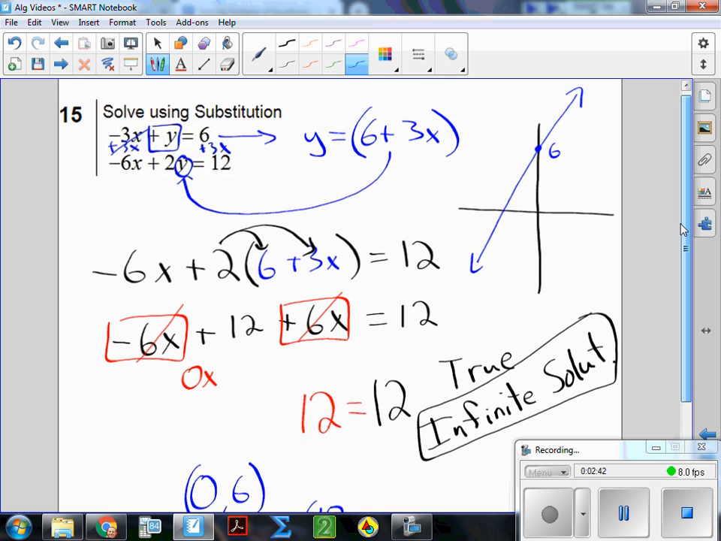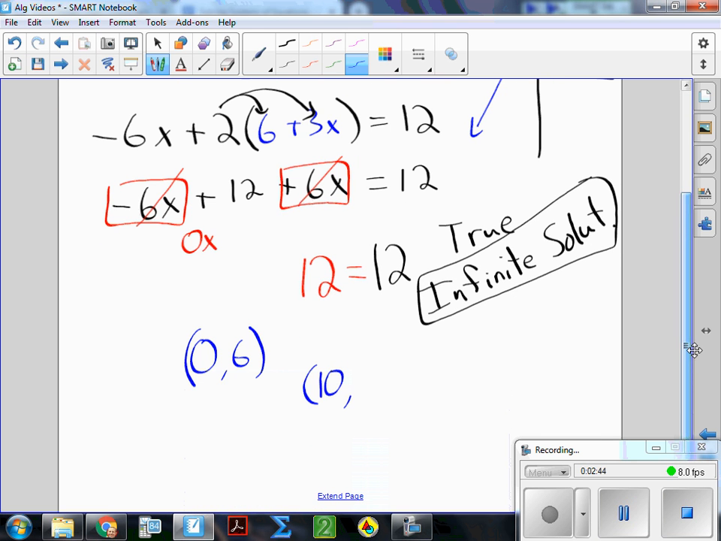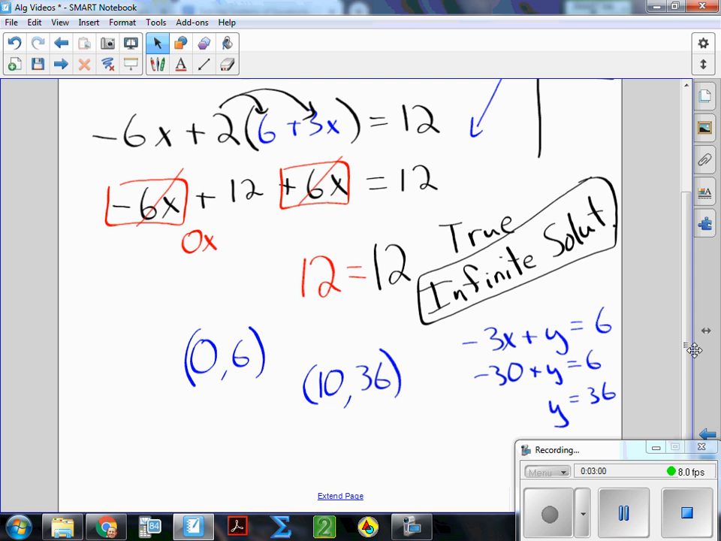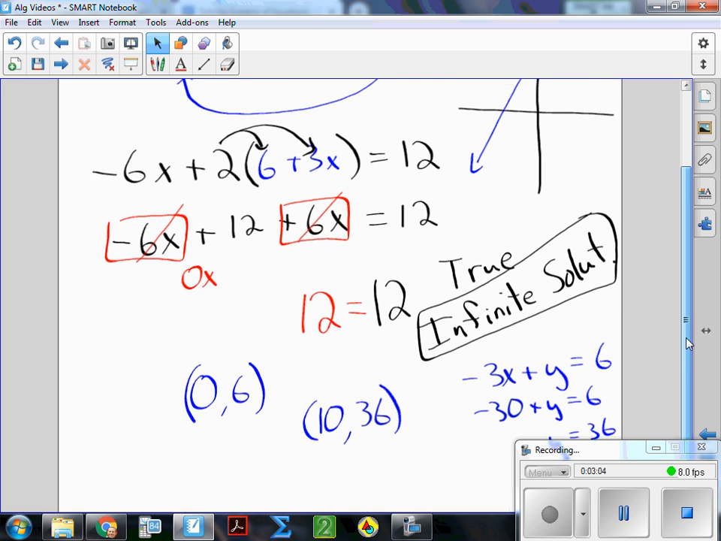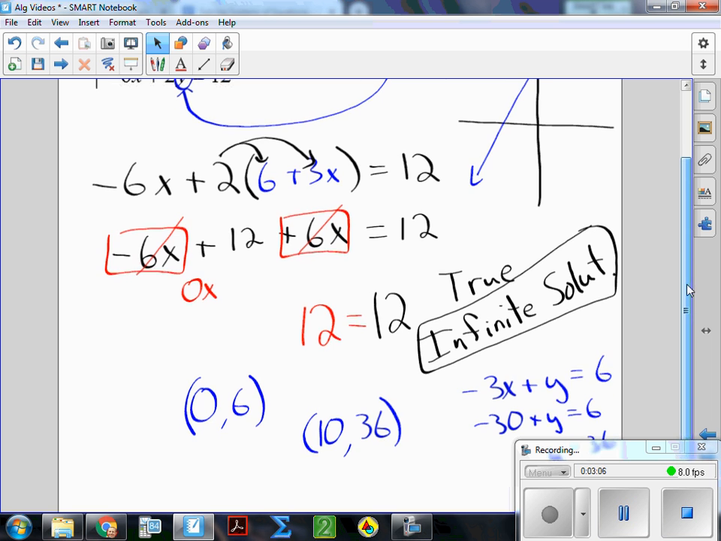One of my equations says negative 3x plus y equals 6. So negative 3 times x is negative 30 plus y equals 6. So y is equal to 36. That's another solution. Infinite solutions means that there are an infinite number of solutions. Many, many, many solutions that are points that work for both equations.